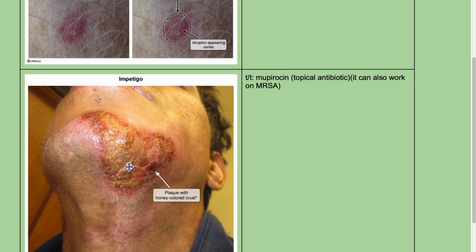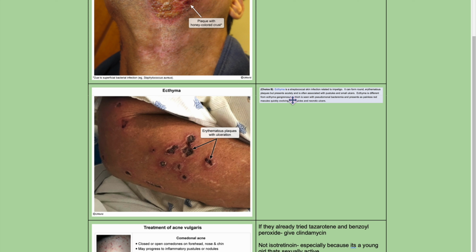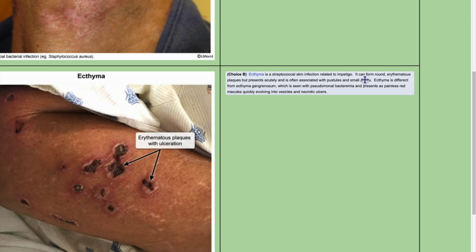Impetigo, the sweet one, honey-colored crust, plaque. Treatment is mupirocin. It's a topical antibiotic. It can only work on MRSA. Ecthyma. This is erythematous plaque with ulceration. Ecthyma is a streptococcal skin infection related to impetigo.